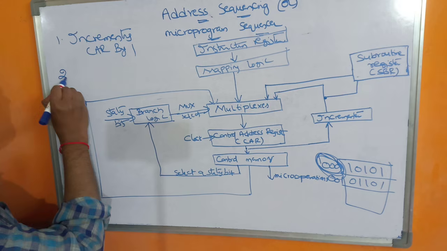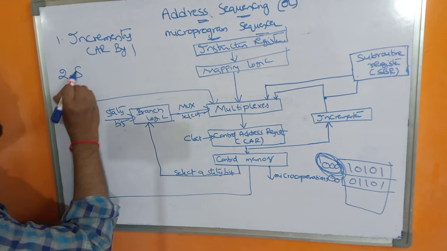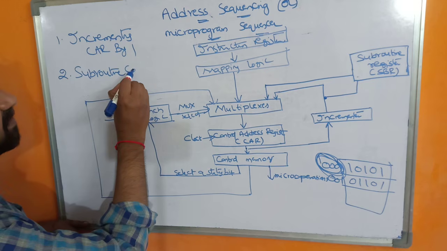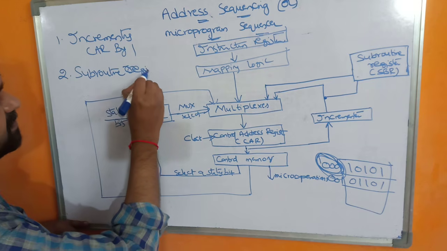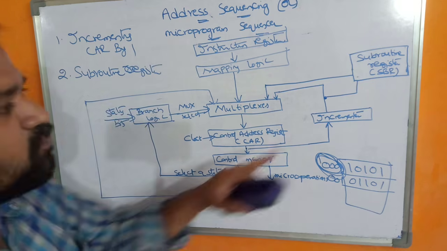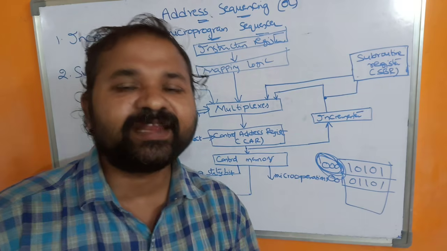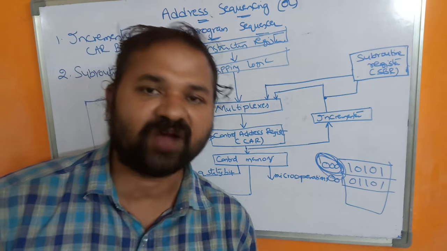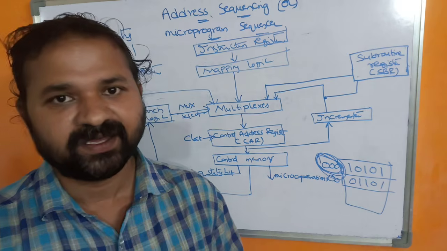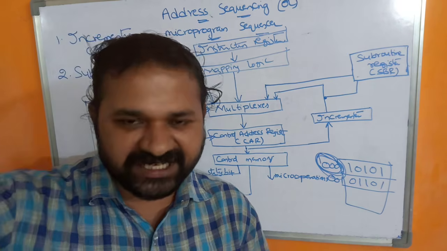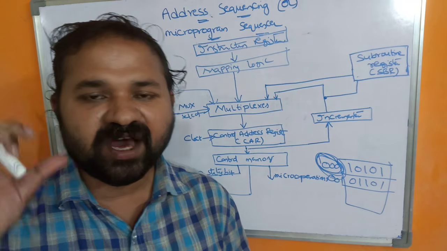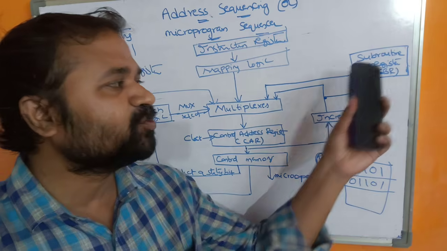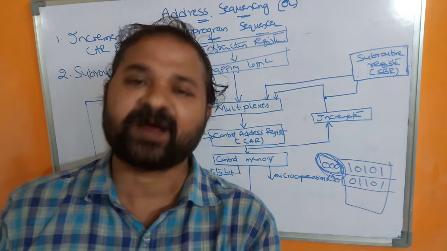Now let's see the second approach. The second approach is subroutine call and return, using the subroutine register. We know what a subroutine is. A subroutine is nothing but a function that we use in C, C++, Java, or any programming language. A subroutine contains a collection of instructions which are useful to perform a specific task. Mainly we use a subroutine for repetition purposes.